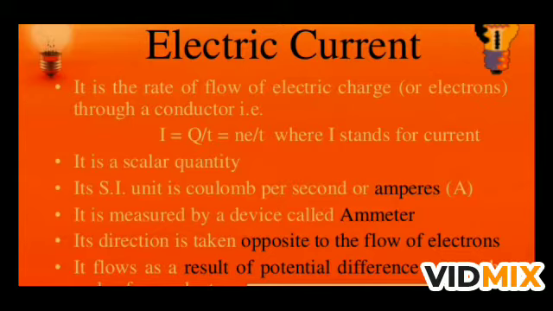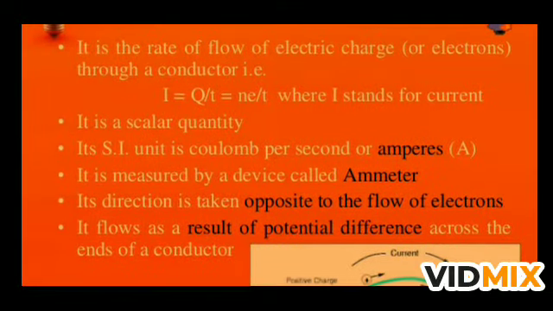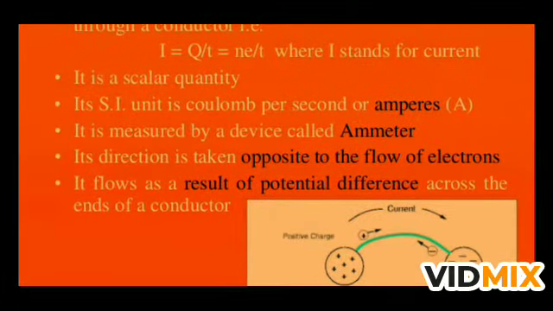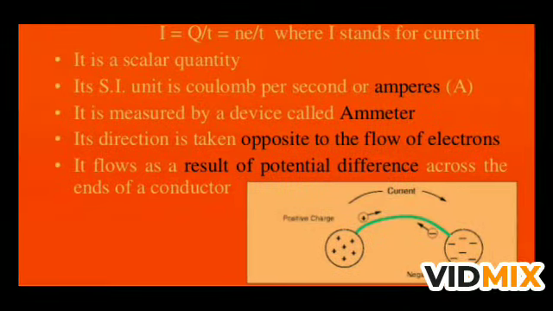Its direction is taken opposite to the flow of electrons, and it flows as a result of potential difference across the ends of the conductor. If there is no potential difference, the charge will not flow. So we can say that the charge will flow due to the potential difference across the ends of the conductor. And if you see the diagram, the direction in which the electron is flowing is negative. Opposite to that, we take the direction of current.